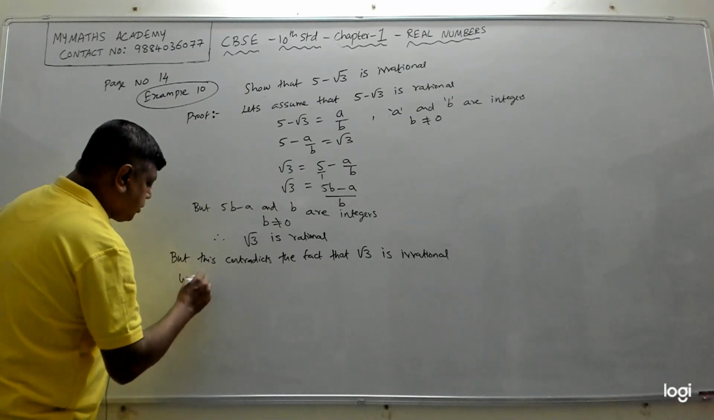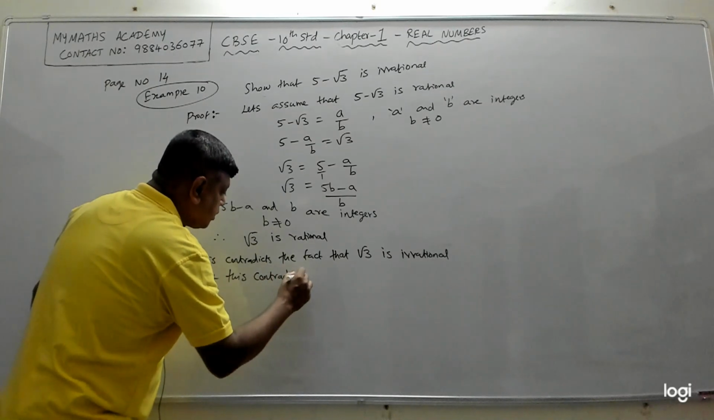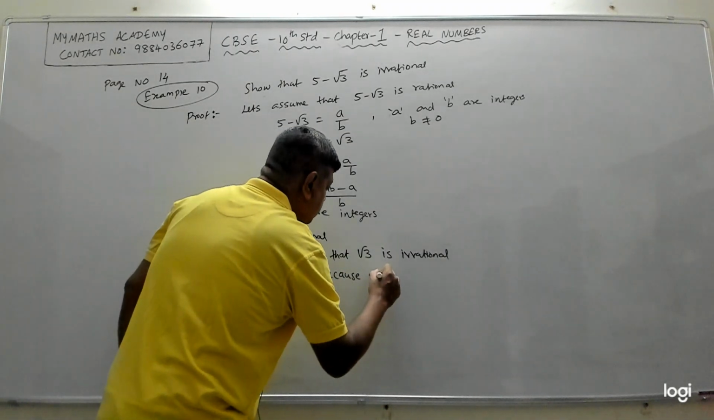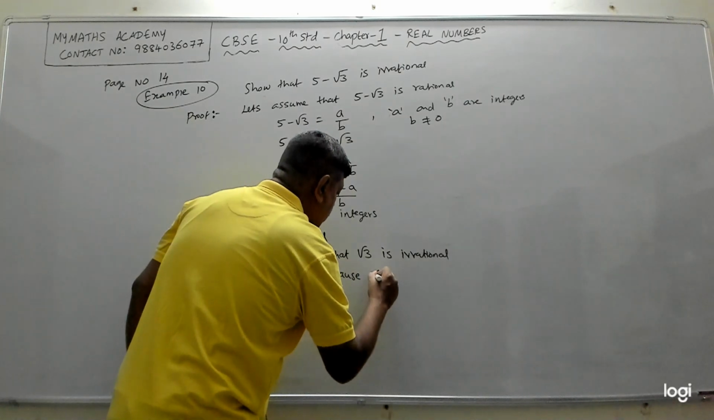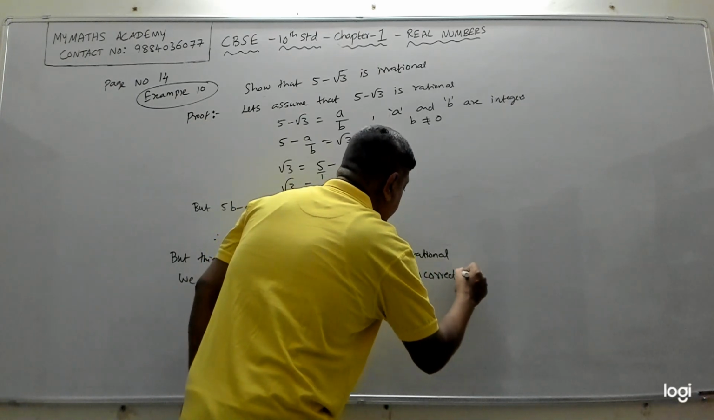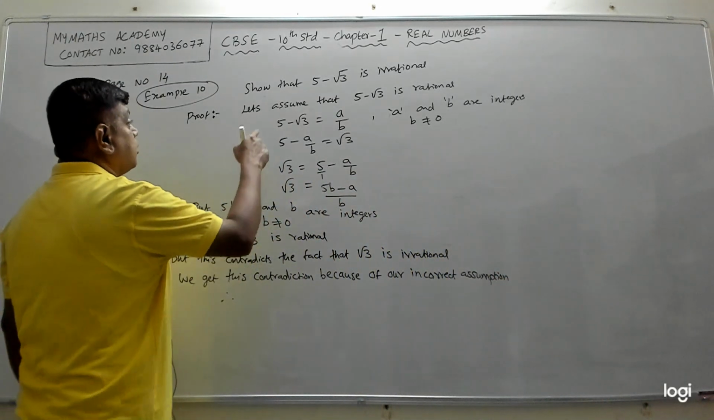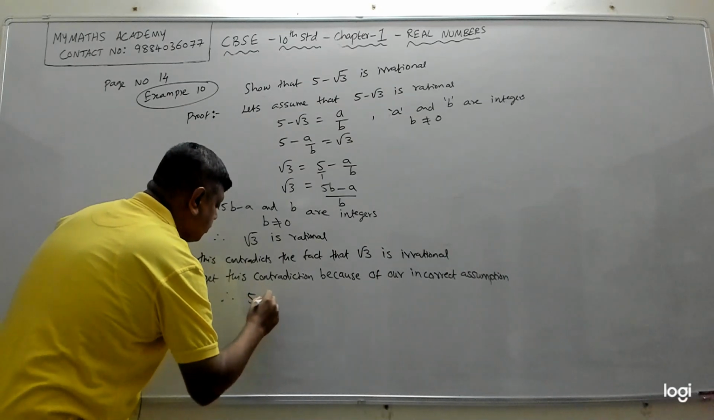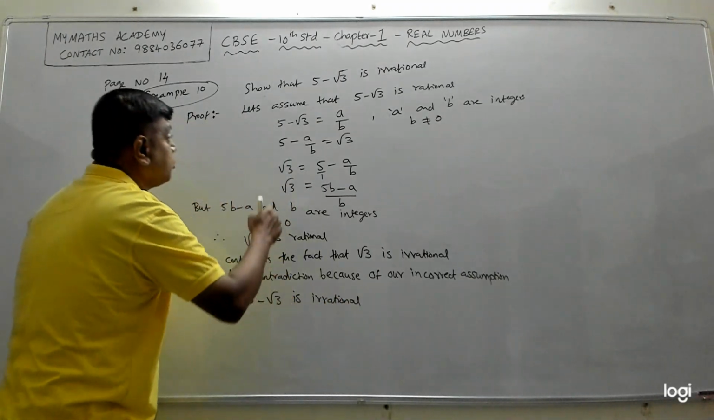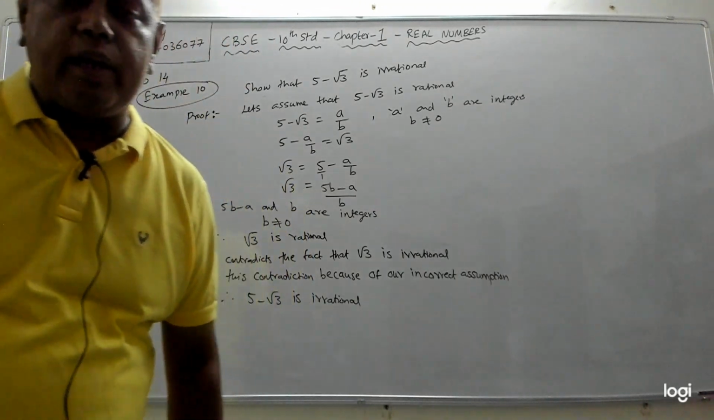We get this contradiction because of our incorrect assumption. Therefore, 5 minus root 3 is irrational. So that is the proof to show that 5 minus root 3 is irrational. This is how we prove that 5 minus root 3 is an irrational number.